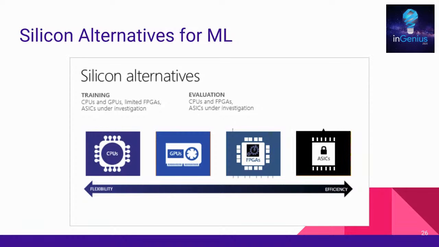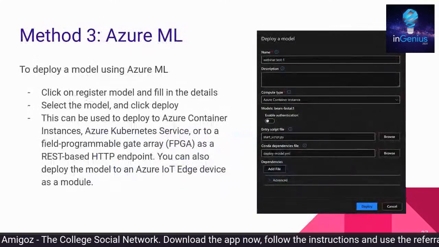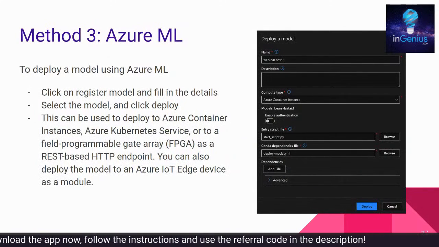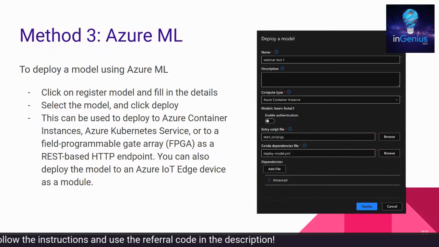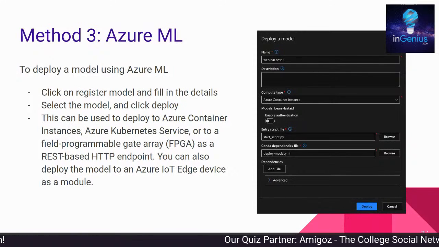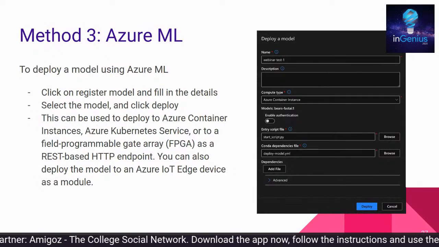So what we can do is use Azure Machine Learning for deploying on these things as well. If we go to our next slide about Azure, we can see Azure Machine Learning provides an easy way to deploy our models as an endpoint. Basically, you go to Azure Machine Learning, register your model. After that, you can select your model and directly click deploy. In this screen, you have to fill in the details.